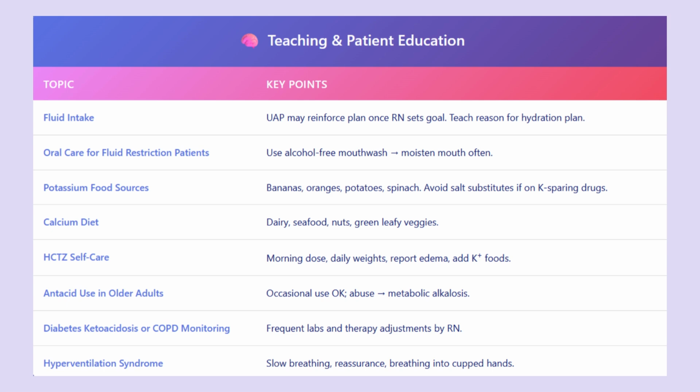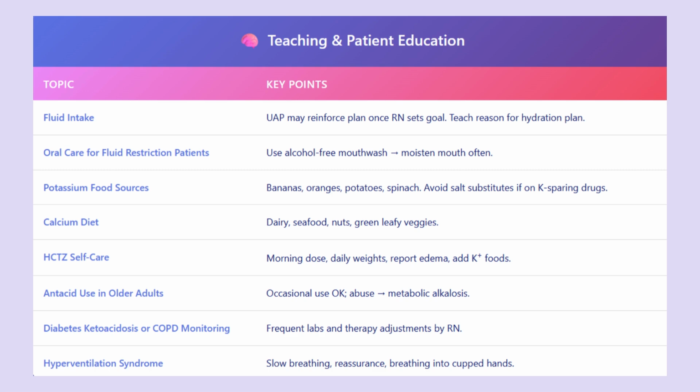Emphasize the need for potassium-rich foods, daily weights, and prompt reporting of swelling or weight gain. Finally, older adults who use antacids occasionally are fine, but excessive use can cause metabolic alkalosis. Reinforce moderation and symptom monitoring.